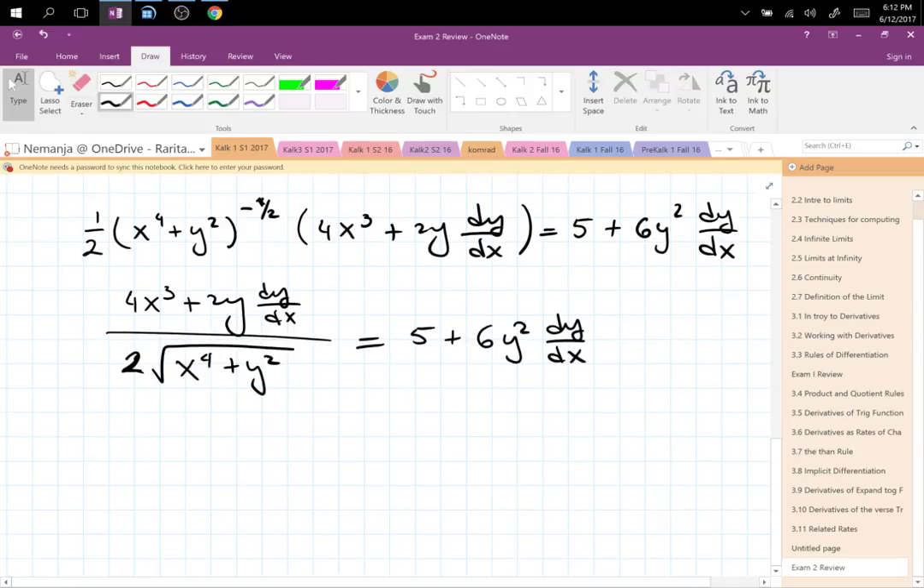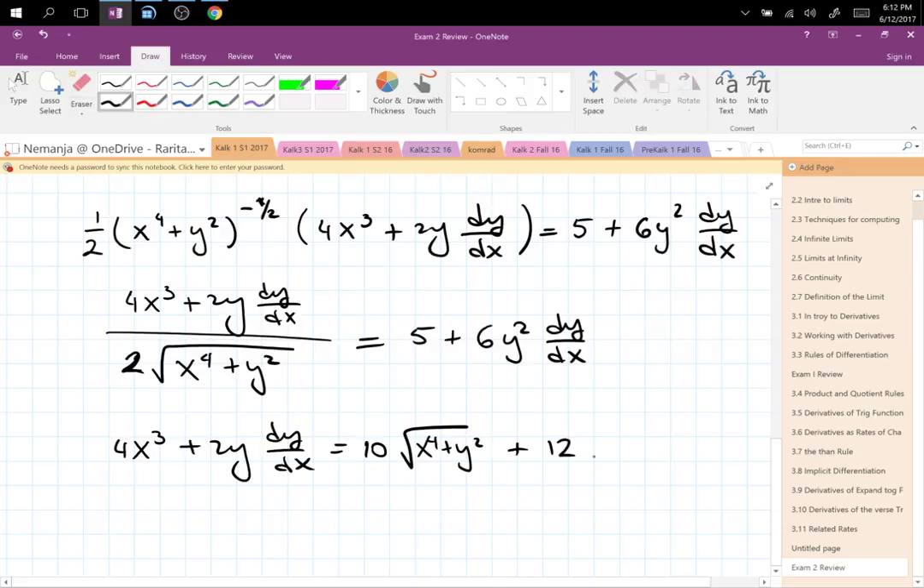Now we need to put all of the dy dx terms together, but there's a square root in the way, so that gets multiplied to the other side. We get 4x cubed plus 2y dy dx equals 10 square root of x to the 4th plus y squared plus 12y squared square root of x to the 4th plus y squared dy dx. What I did is multiply the square root on both sides.